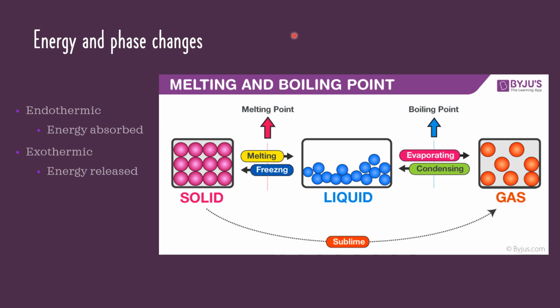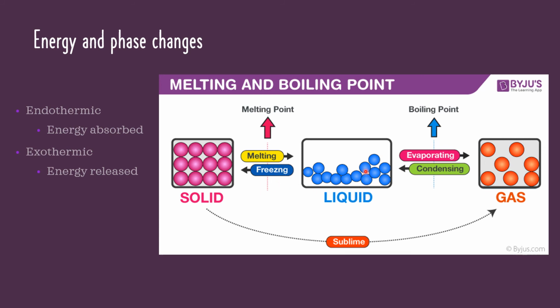Energy and phase changes. You can change from one state or phase of matter to another, and there are very specific words that we use to convey changing from one to another. If you're changing from a solid to a liquid, that is called melting. If you're changing from a liquid to a solid, that's freezing.